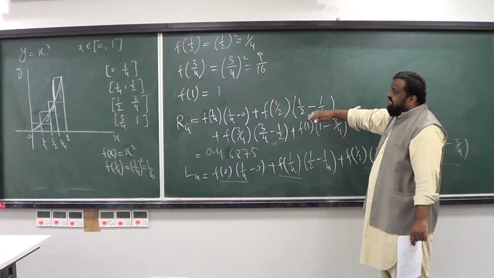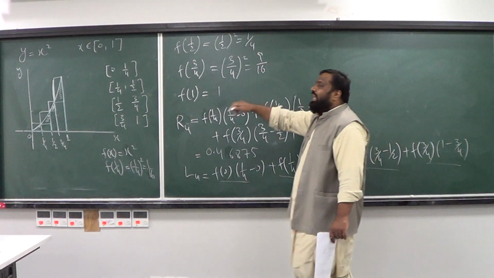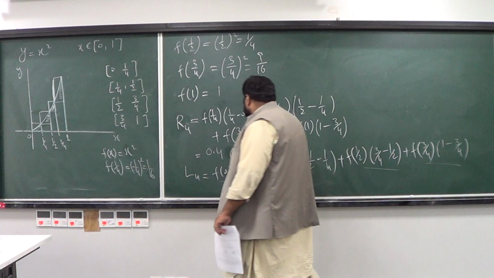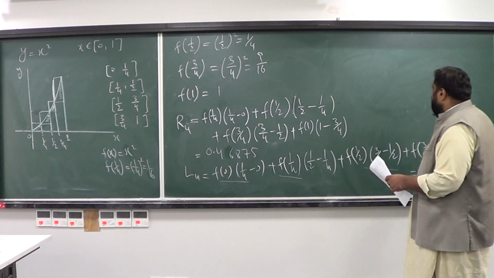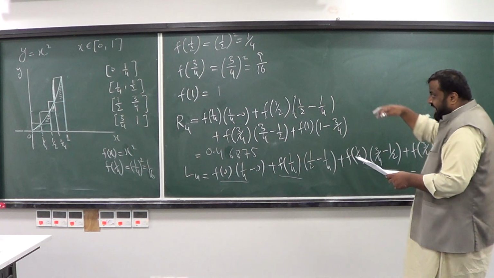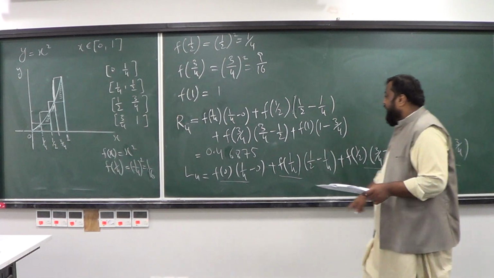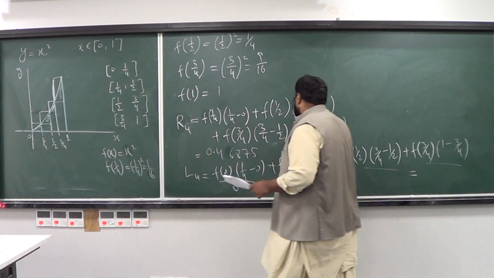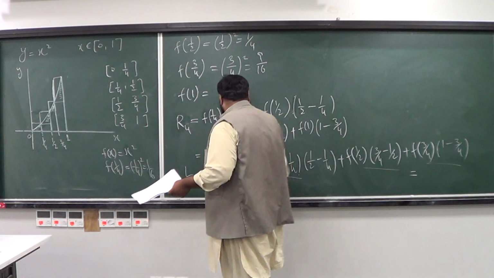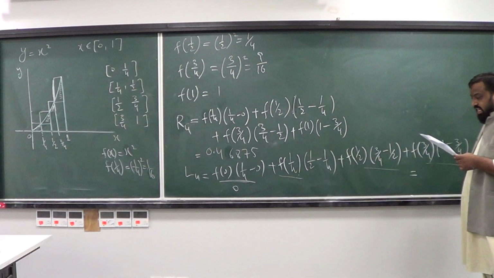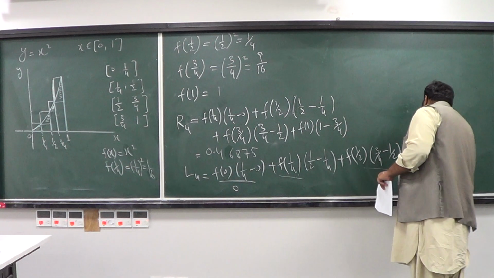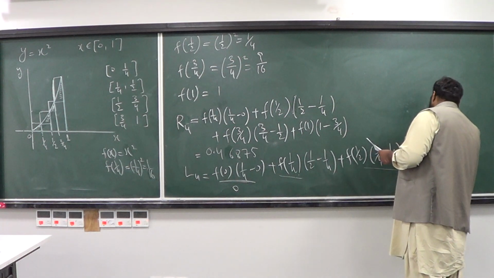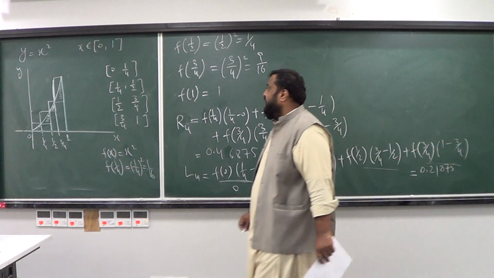The right hand estimate has an error, it is overestimating the area, giving you more than the required area. This left hand area is going to be less than the required area. When you compute it, f of 0 is 0, so this term would be 0. F of 1/4 you already know. So just substitute the values, compute these areas, and you get 0.21875. So this is the area that you get out of it.